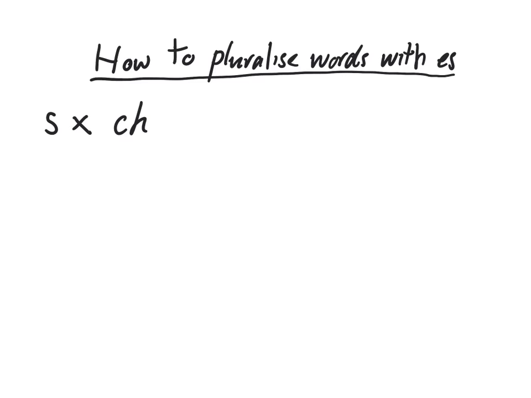ch, words ending in ch, sh, and the last one is o. I mean words like this one, arch. It's got that ch pattern on it. So if we want to talk about more than one, arches, then it's es on the end.